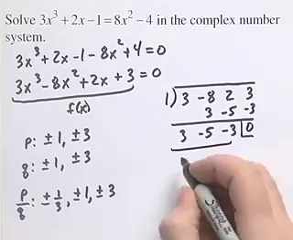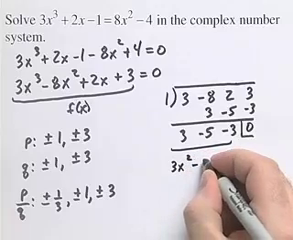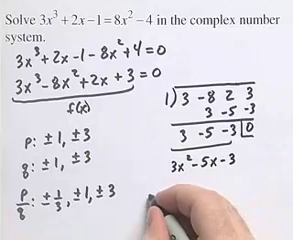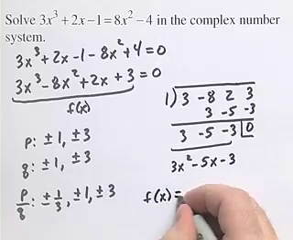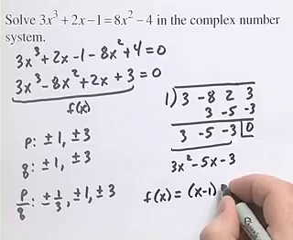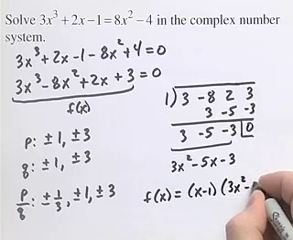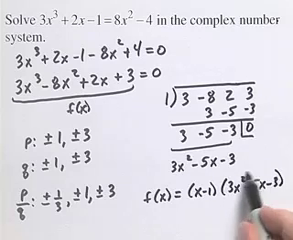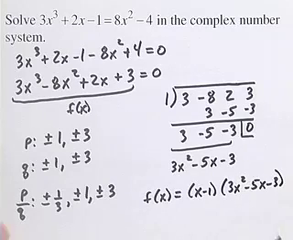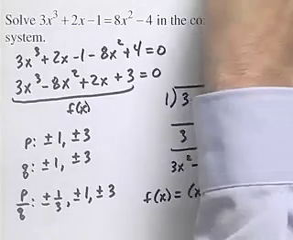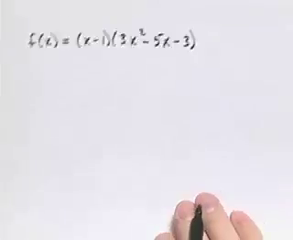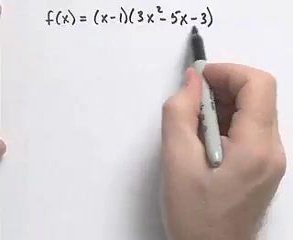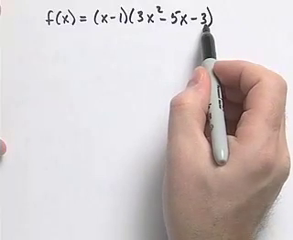This is a reduced polynomial, 3x squared minus 5x minus 3, and it allows us to rewrite our function f of x in a factored form. f of x is equal to x minus 1 times 3x squared minus 5x minus 3. All we have to do now is see if we can get any zeros of this quadratic expression here. We've rewritten our function f of x in its factored form. We just want to see if we can factor 3x squared minus 5x minus 3 any further.